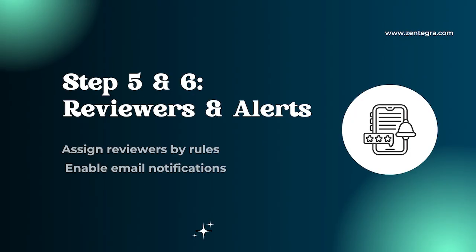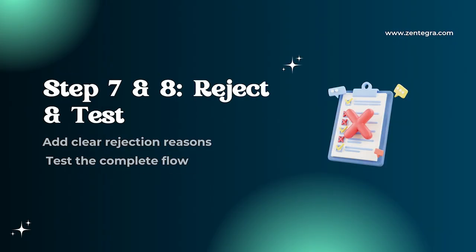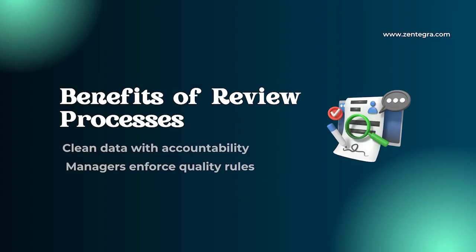Assign reviewers based on conditions and enable notifications so they are alerted when a record requires review. Define rejection reasons to guide users, then test the process by submitting a record, rejecting it, correcting it, and approving it. Review processes ensure clean data, help managers enforce standards, and keep sales moving without compromising data quality.